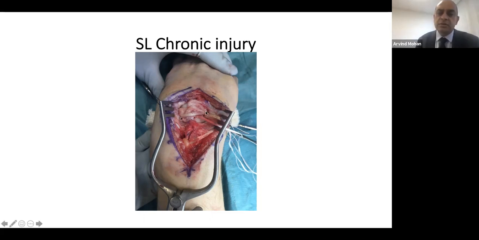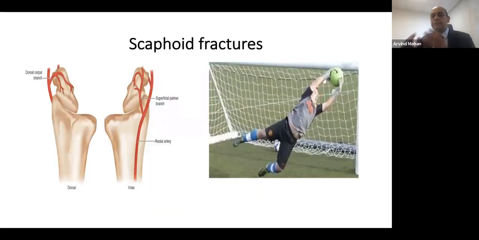So as you can see, a dorsal reconstruction has been done, and they usually are then protected in a splint for 3 to 4 weeks. And then after that, they start with very guided rehab with the hand therapists, and usually are in a protected splint for a period of 6 to 7 weeks.